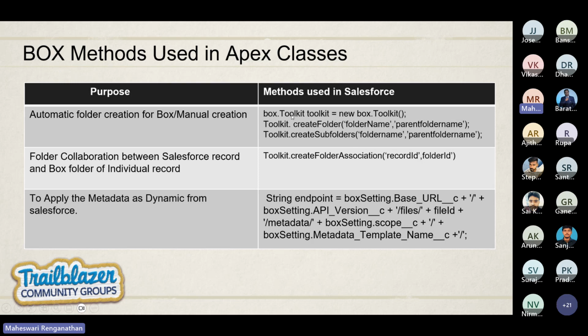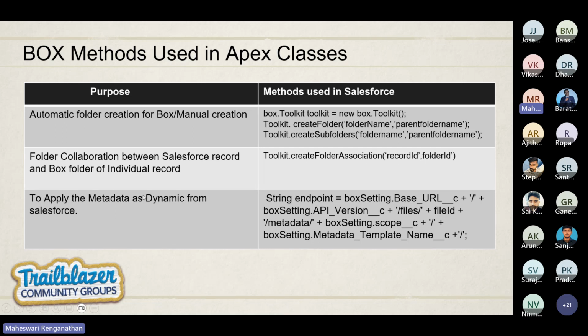So this is the box toolkit, which is provided by the box setup. Through this toolkit, we can create the folder in the code. The parameters needed are just the folder name and the parent folder name, that is, the parent folder ID here. And if you want to do the collaboration between the record ID and the folder ID, in the parameter we can use the Salesforce record ID as well as the folder ID.